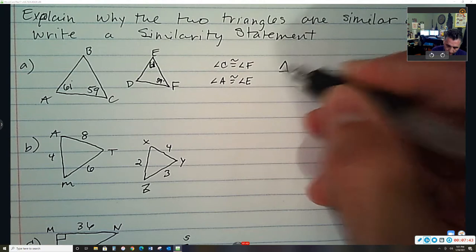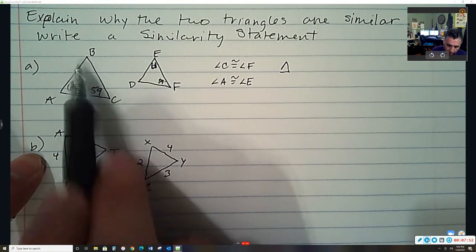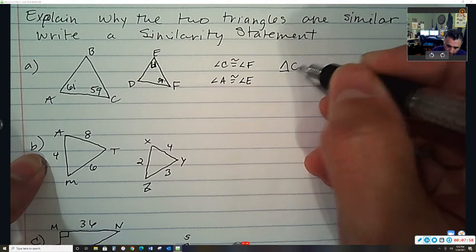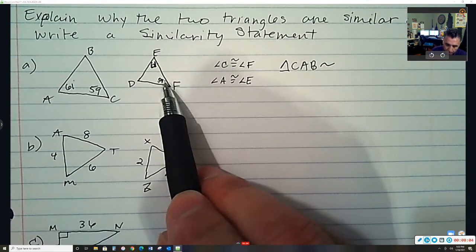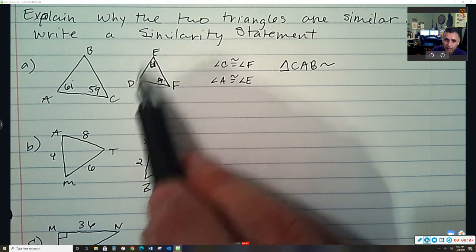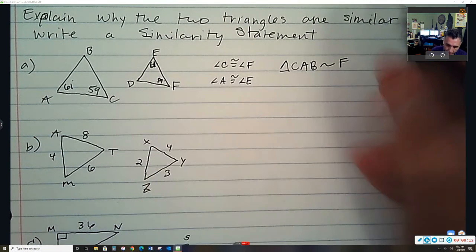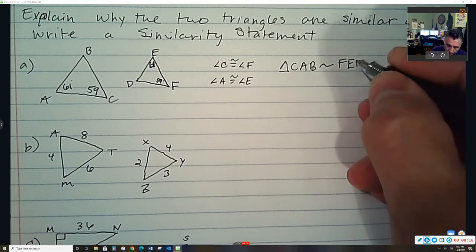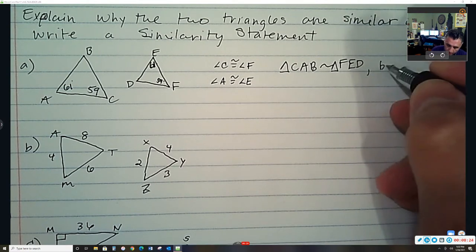So then I can say triangle, and I'm going to go CAB. I'm just naming it small, medium, and then whatever this is. So 59, 61, nothing. CAB is similar, and then again on this one, same process. 59, 61, nothing. So the 59 degrees is F, the 61 degrees is E, and then the angle that doesn't have anything on it is D. Triangle FED, I forgot my triangle in front. So I know these two triangles are similar, and they're similar by angle, angle.